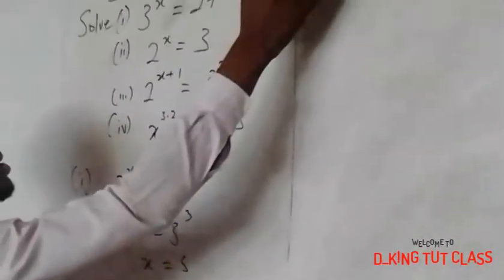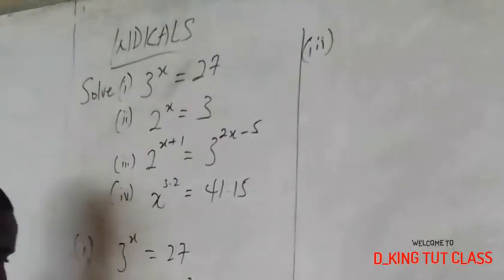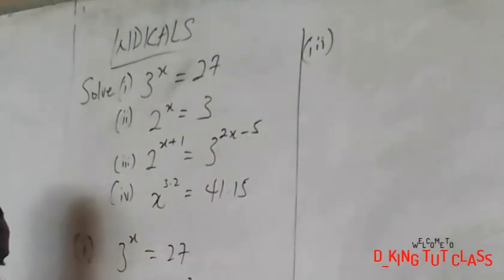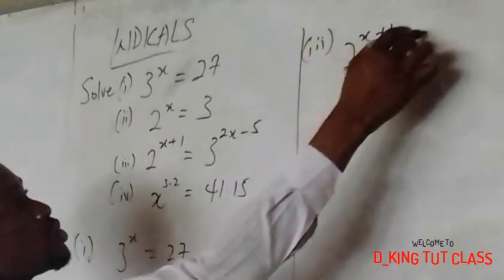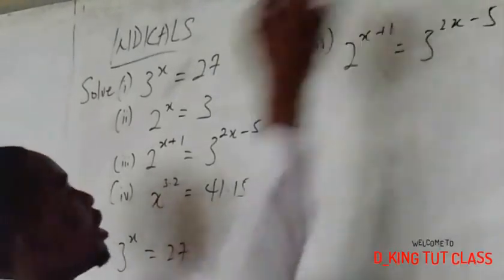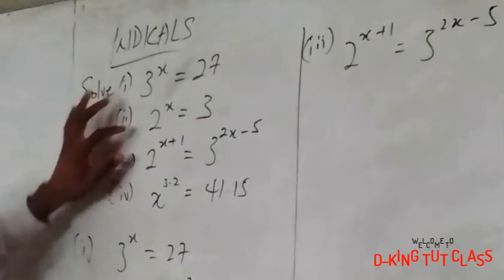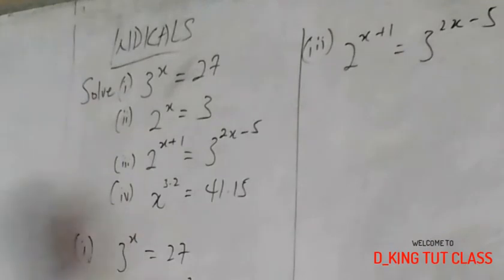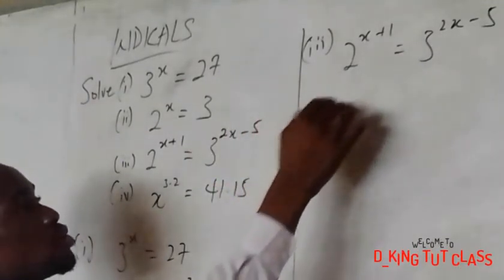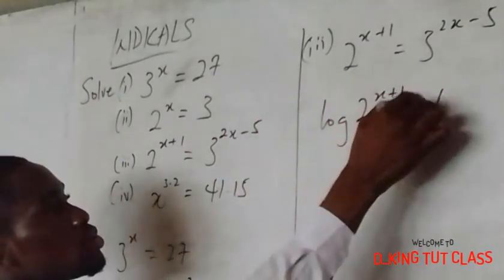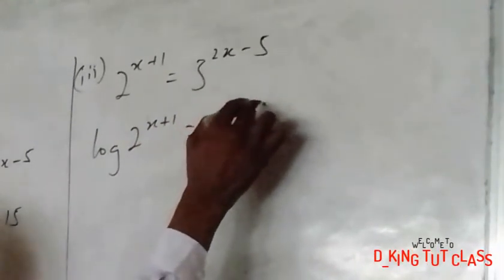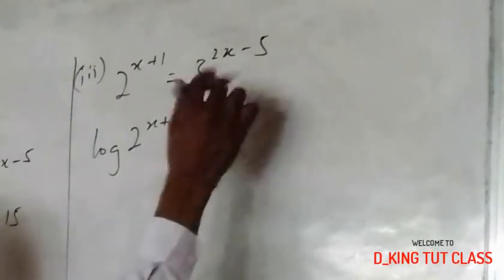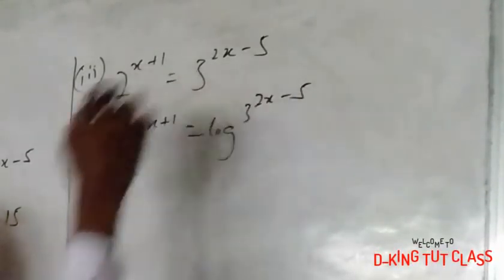Now for number 3, we have 2 raised to power x plus 1 equals 3 raised to power 2x minus 5. In which case, as I solved number 2, I'm going to solve number 3 like that, introduce my logarithm, which becomes log 2 raised to power x plus 1 equals log 3 raised to power 2x minus 5.